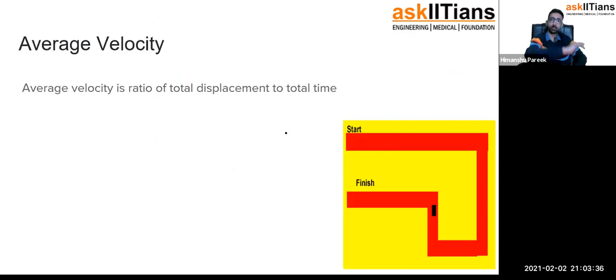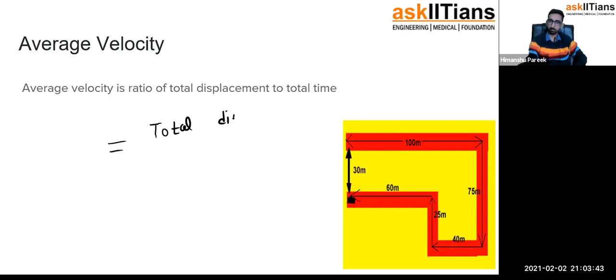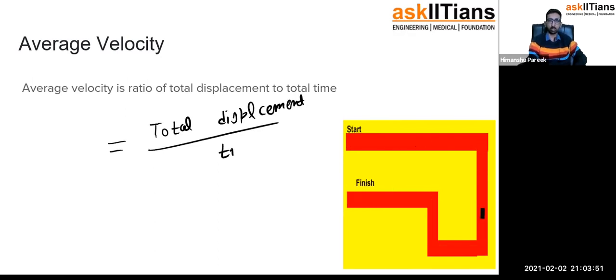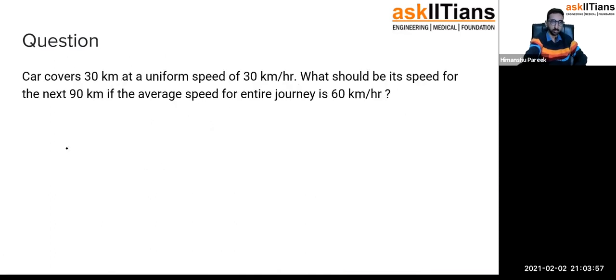Now let's go to average velocity. It's a very simple thing. Average velocity is nothing but total displacement upon total time. That's it. For speed, you use the term distance, and for velocity, you use the term displacement. The total displacement upon total time taken is called a velocity. Got my point? Yes. So now let us take one question here.